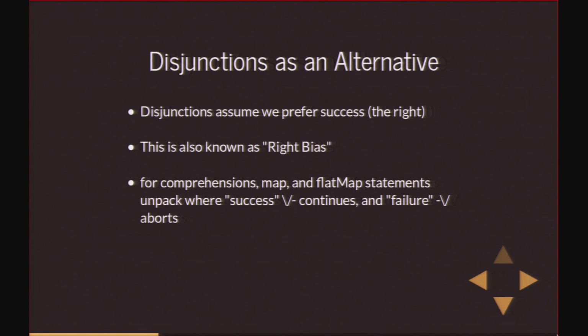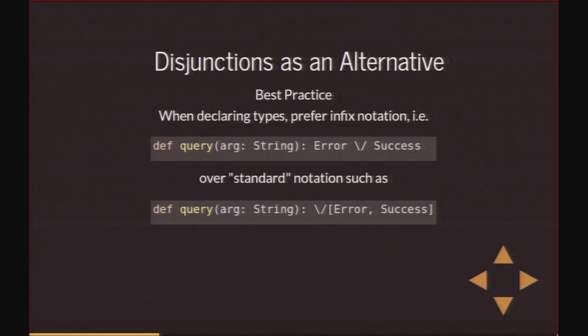And so with things like for comprehensions, map and flat map statements, we can unpack disjunctions. Success, which is the right disjunction, continues, and failures, which is the left disjunction, abort. So suddenly we have this useful tool. If we have a success, we will continue to do what we do. Otherwise, we can return an error and abort.